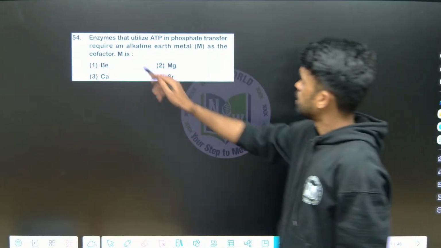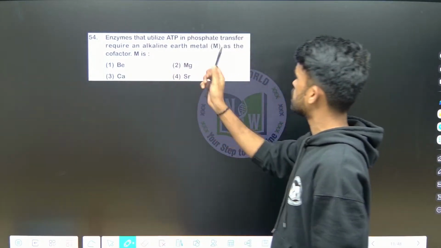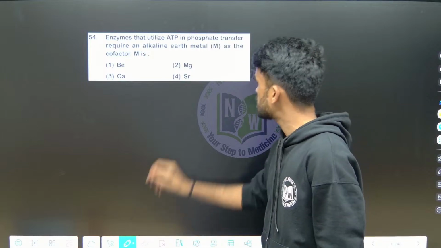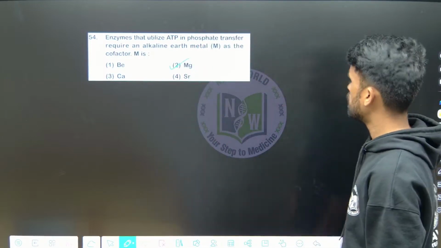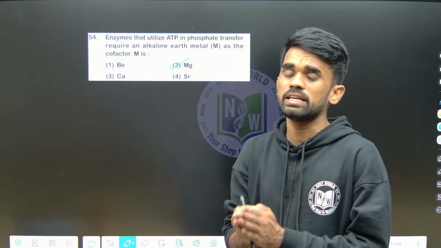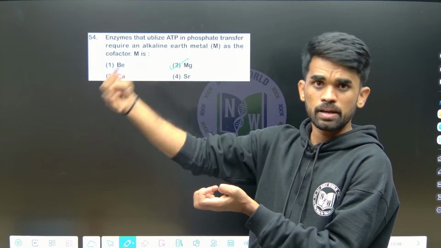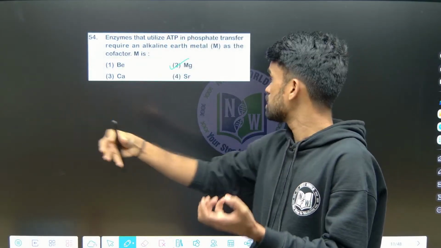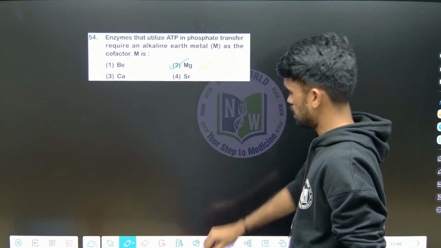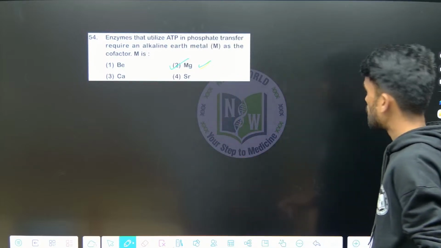Next, the enzyme that utilizes ATP in phosphate. Look at this question. Which alkaline earth metal is used as a cofactor here? Always remember that will be magnesium. This kind of question you can expect in the NEET exam, because they are interlinking the chemistry part to the biology part. So wherever you have these receptors and all, you can expect a question from that also.